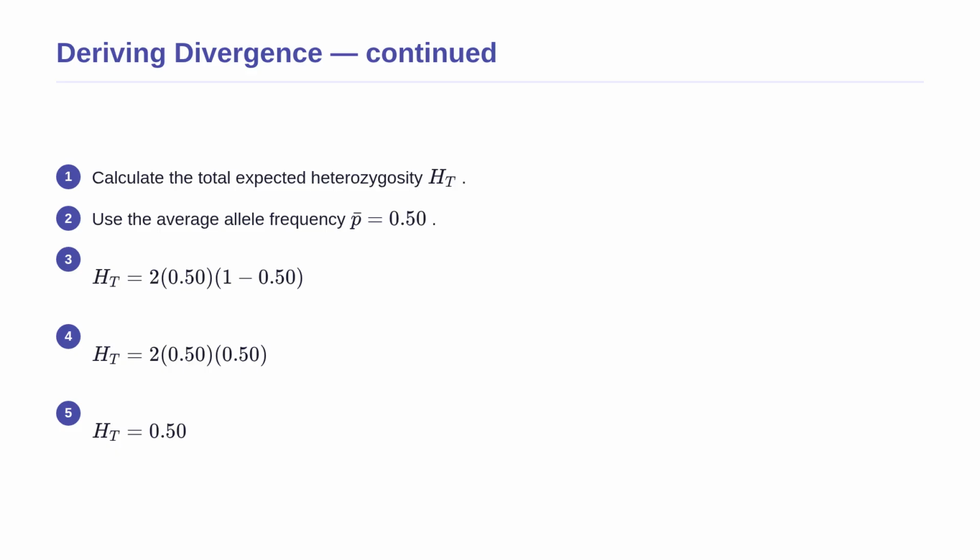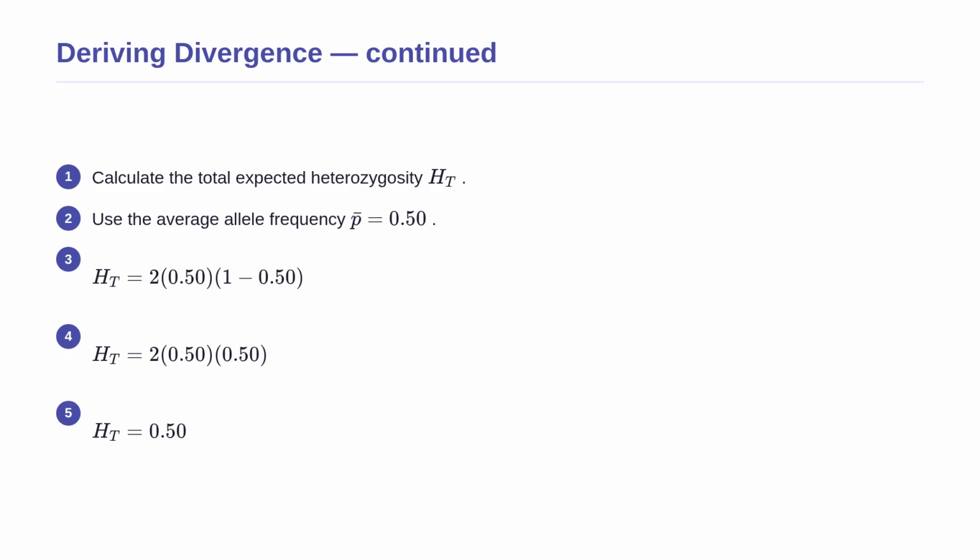Now that we have the average allele frequency, we can establish the total genetic diversity of the species. We are calculating HT, the expected heterozygosity for the combined population. We take our newly calculated average allele frequency of 0.50 and plug it back into the Hardy-Weinberg equation. We multiply 2 times 0.50 times 0.50. This gives us a total heterozygosity of 0.50.